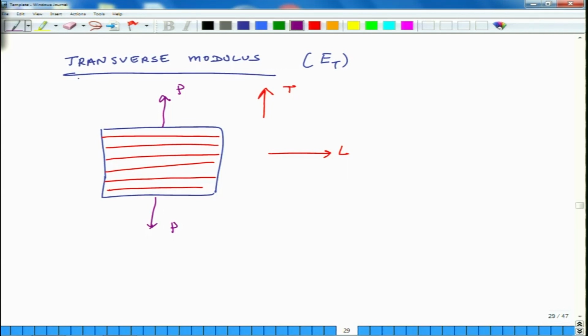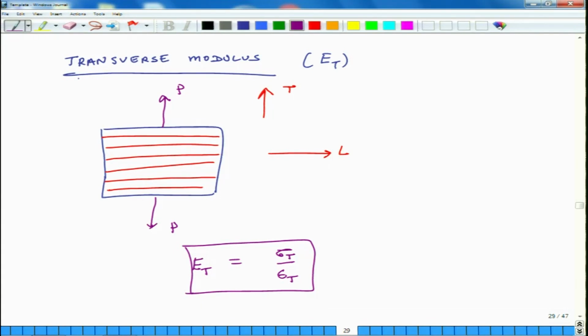Okay. So, ET equals the stress in the transverse direction divided by the strain in the transverse direction. This is assuming the material is linearly elastic. So, if I plot stress and strain, if it is a straight line, then this is the expression for ET.